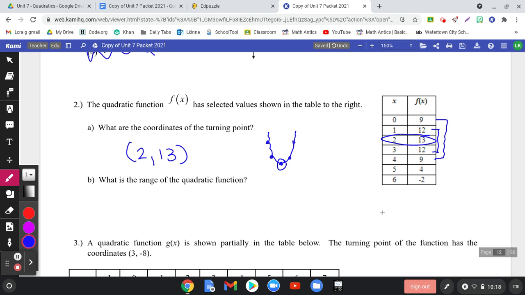What is the range? Remember, the range represents the y values. So what do your y values go to? Let's think about this. Do you notice how it's going up, up, and then it turns and goes down? So if we were to sketch this, it's actually this way. So you have the point 2, 13 up here. It goes up to 13, and then it keeps going into the negatives. It's going to keep going and going and going. So all of your y values are less than or equal to 13.